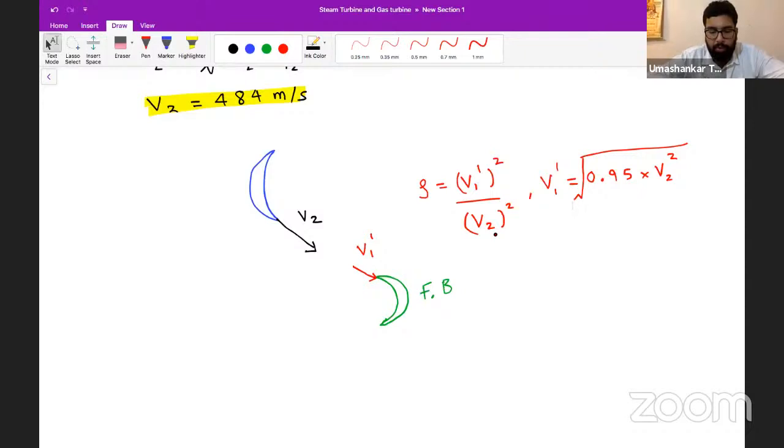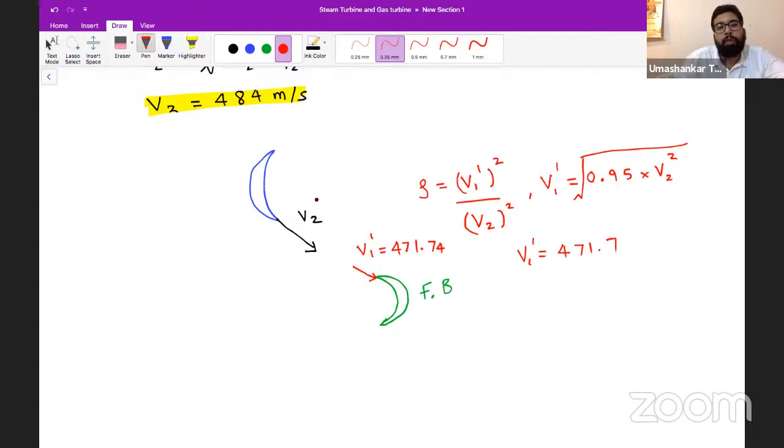So 484 square into 0.95 under root. It is coming out to be 471.7. Mother Smita, you were giving me previously 459.8. Please cross check your calculation; I have to use this calculator. So v1 dash will be 471.7 meter per second. Now I think the play of this carryover coefficient would have been more clear.